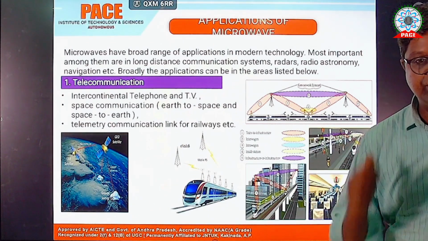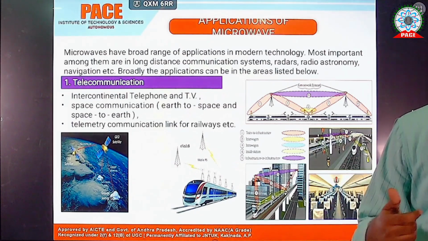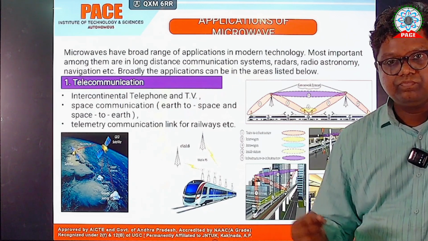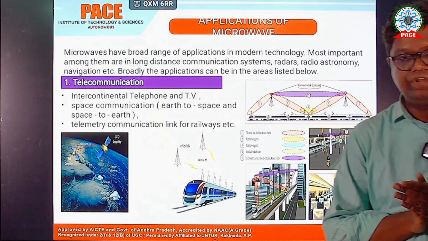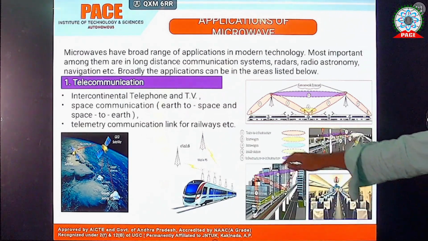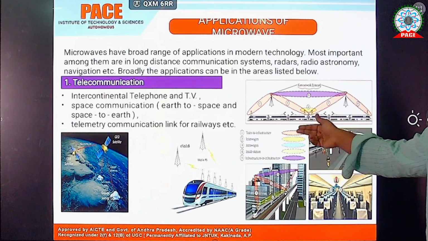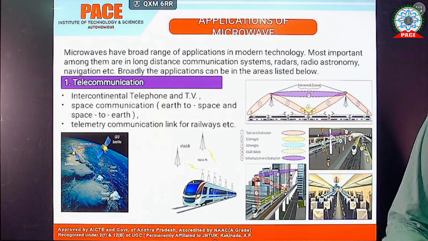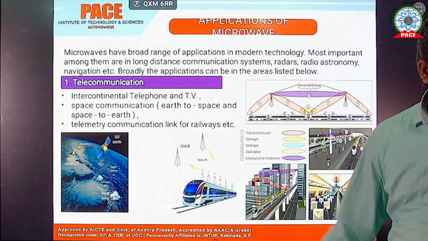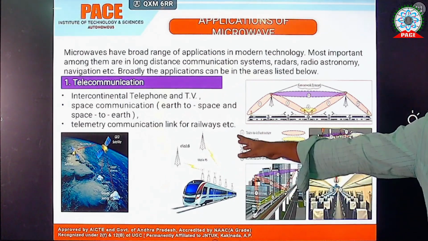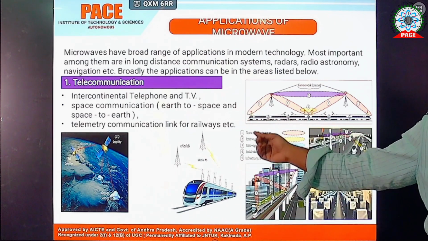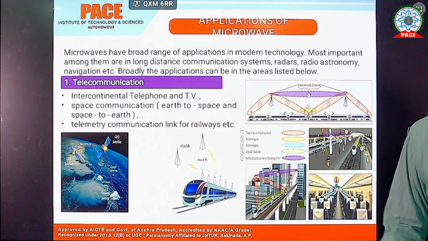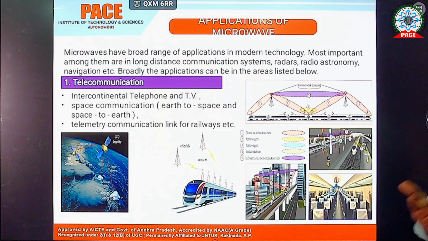First and foremost is telecommunication. From a portable phone to 5G usable mobile devices, this is done because of antennas working at microwave frequencies. In the telecommunication scenario, the satellite communication scenario, and the train to infrastructure scenario, microwave applications are widely used. There are many, but for brevity I am displaying only two or three: intercontinental telephone and TV, spatial communications from earth to surface or surface to earth, and telemetric communication links, which are mainly useful for the railways.